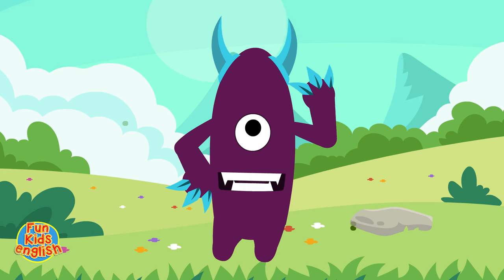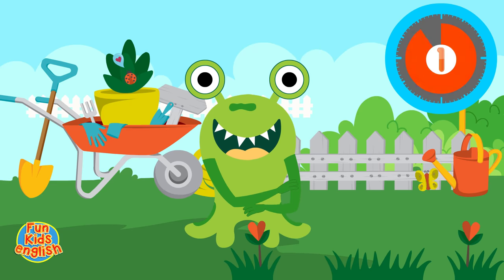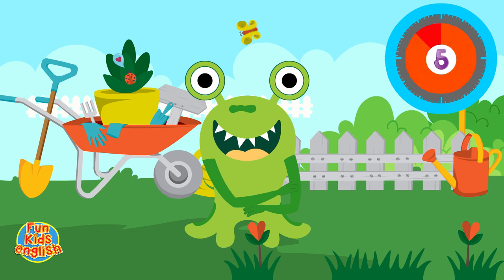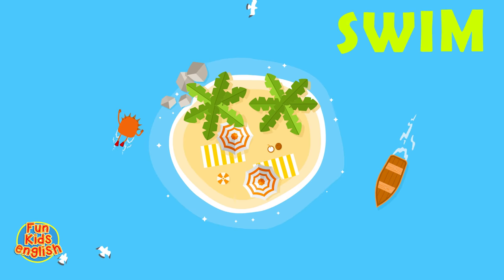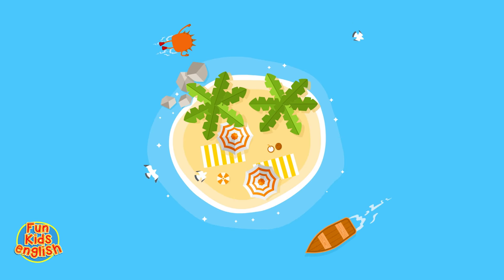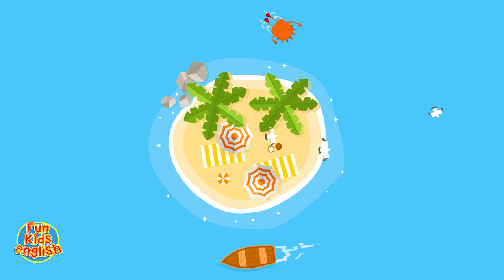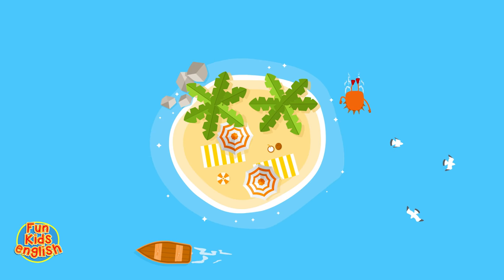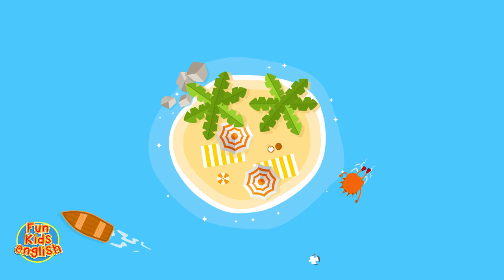Touch your arms eight times. One, two, three, four, five, six, seven, eight. Swim. Swim around a circle, swim around a circle, swim around a circle and stop.